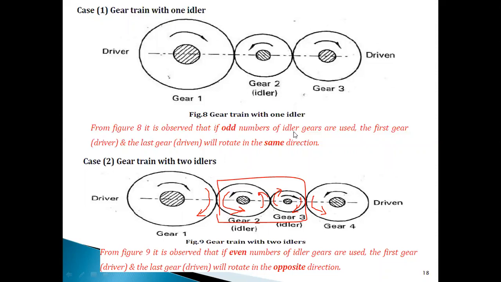If we have an odd number of idler gears, that is 1, 3, 5, 7, 9, then the first gear and the last gear will rotate in the same direction. If we have an even number of idler gears, that is 2, 4, 6, 8 and so on, then the first gear, the driver gear, and the last gear, the driven gear, will rotate in the opposite direction. These are the things you need to know. Now, moving on to the next slide.